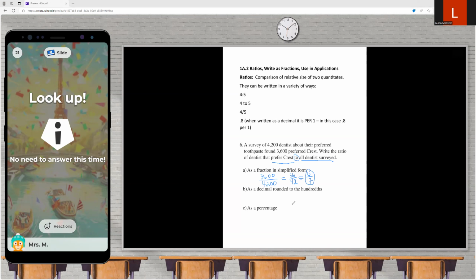So now you know how they get those numbers on those commercials. So 6 out of 7 dentists agree. As a decimal rounded to the hundredths place, we now need our calculator. We're going to do numerator divided by denominator. So 6 divided by 7. And we're going to round to the hundredths. That's 2 places after the decimal. So 0.85, and then the 7 will bump the 5 up. So 0.86.